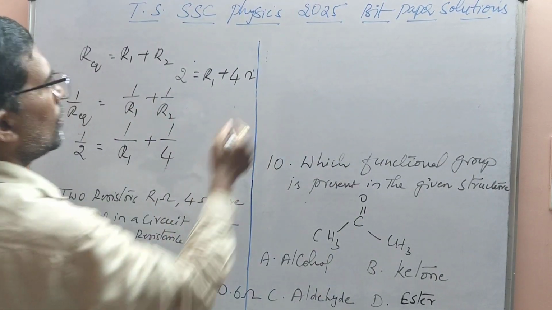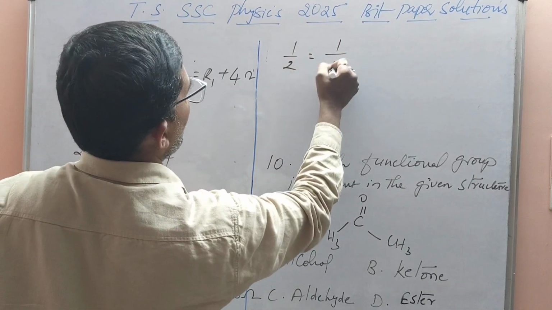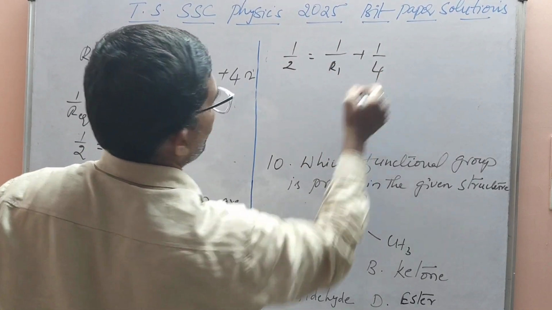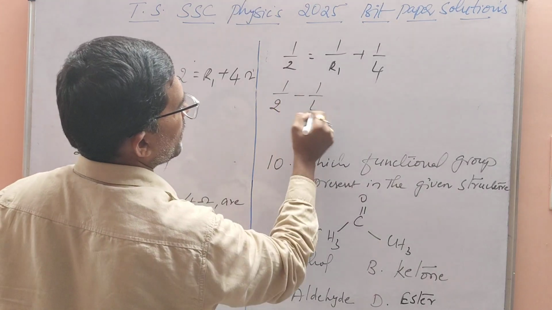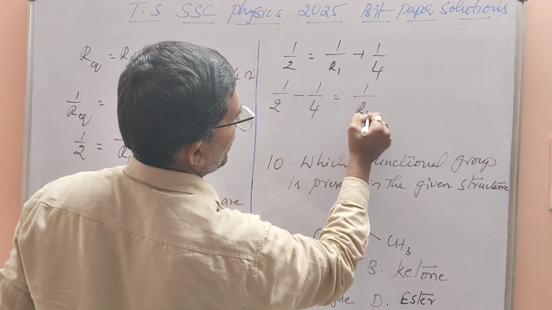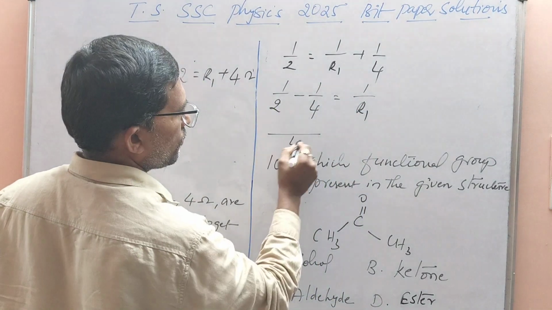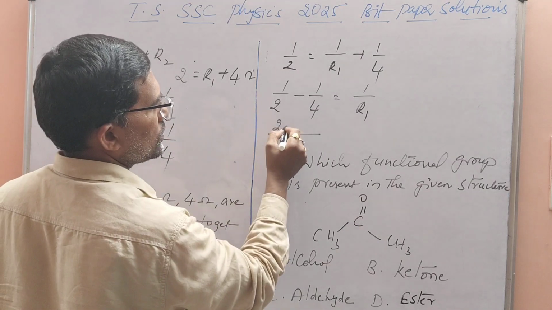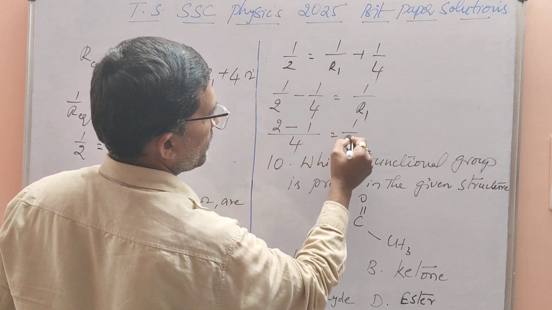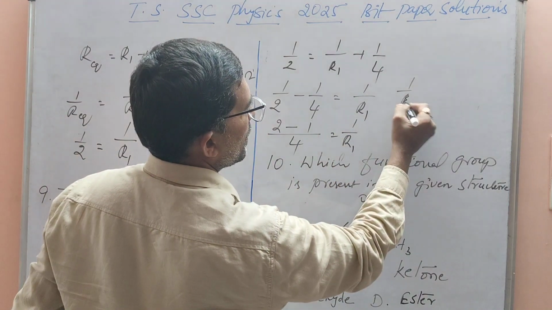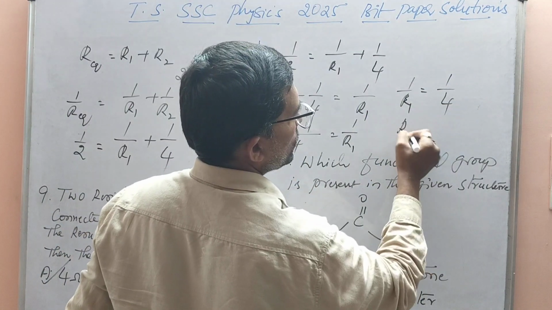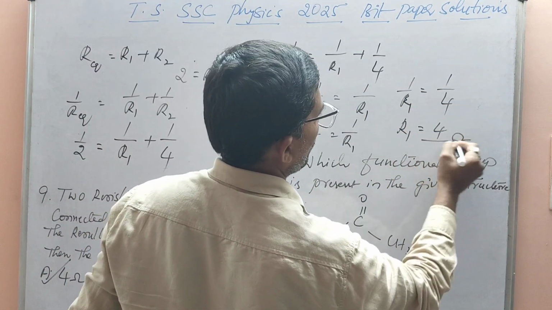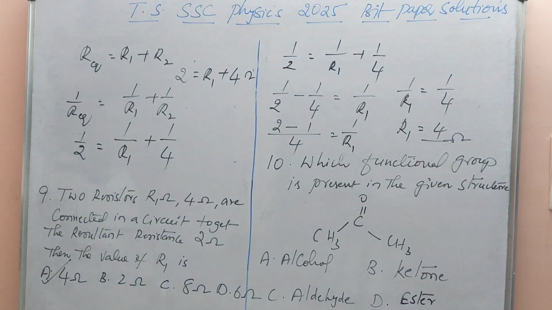Okay. Now 1 by 2 is equal to 1 by R1 plus 1 by 4. Now you bring this one to this side. It will become 1 by 2 minus 1 by 4 is equal to 1 by R1. So the LCM is how much? 4. 2 goes into 4 2 times, minus 1, is equal to 1 by R1. So 1 by R1 is equal to 2 minus 1 by 4, that is 1 by 4. So R1 is equal to how much? 4 ohm. So this is the right answer. 4 ohm is the right answer.